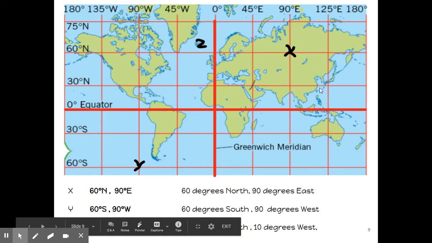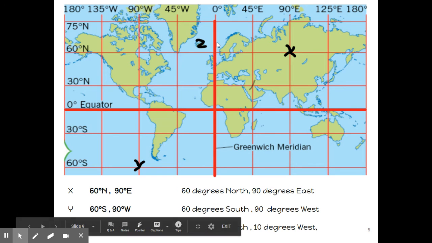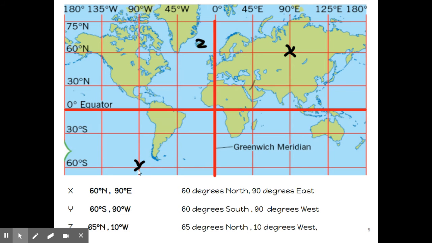Let's do Y. So again, I'm on this line, 60 degrees south. This time I'm over this side of the prime meridian, or the Greenwich meridian. So I'm 90 degrees west. So 60 degrees south, 90 degrees west.